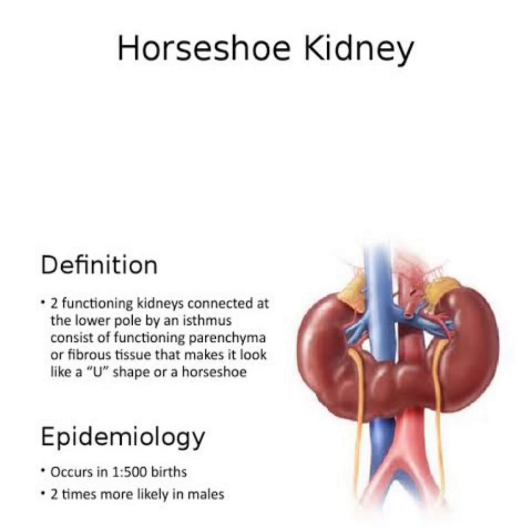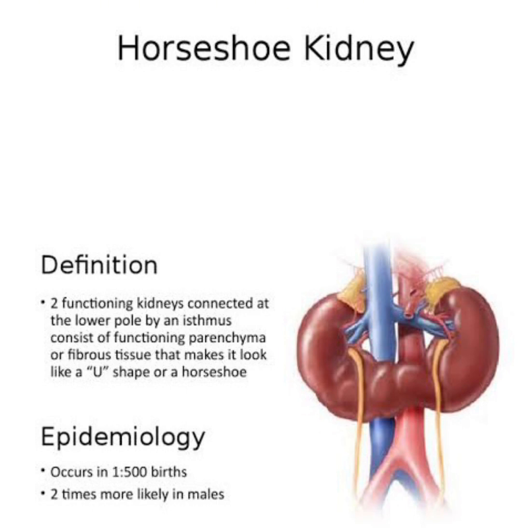Naseem Shirzad, and today I'm going to discuss with you all the horseshoe kidney. By definition, the horseshoe kidney is two functioning kidneys connected at the lower fold by an isthmus, which may be functioning parenchyma or just fibrous tissue, and that makes it look like a U-shaped or horseshoe kidney.